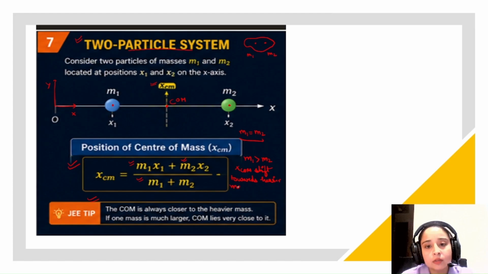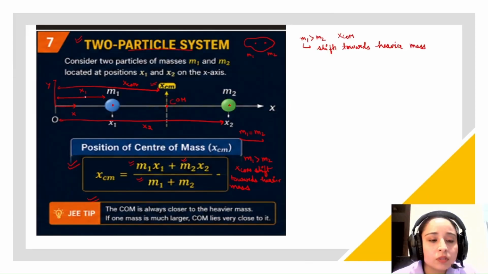Heavier mass. Always understand this thing, that if m1 is greater than m2, then it will always shift towards the heavier mass. Heavier mass. That is the center of mass position.